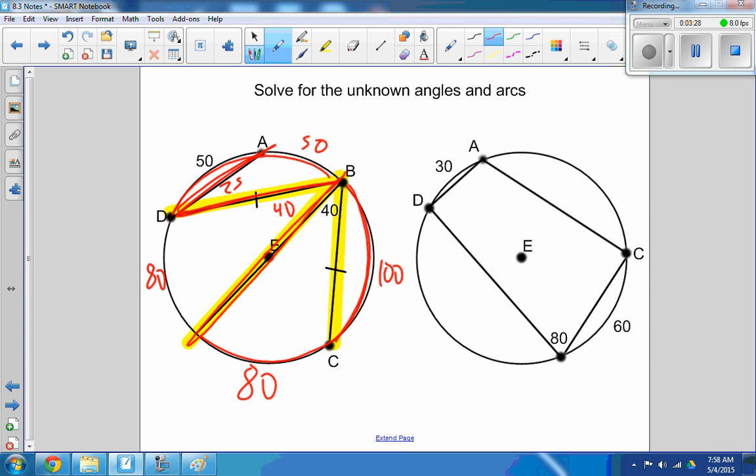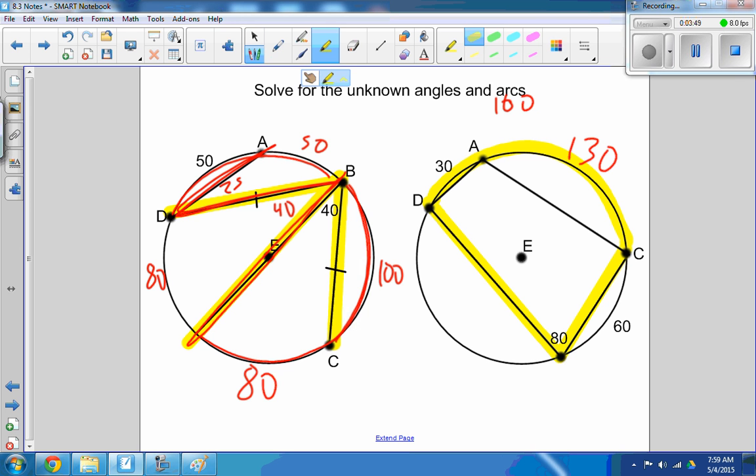Now let's take it up a step. This one's a little bit more complicated. 80 creates this arc. Thus, this arc is going to be twice that. So the total of that's going to be 160. Well, here's 30 degrees, so this has to be 130 degrees.